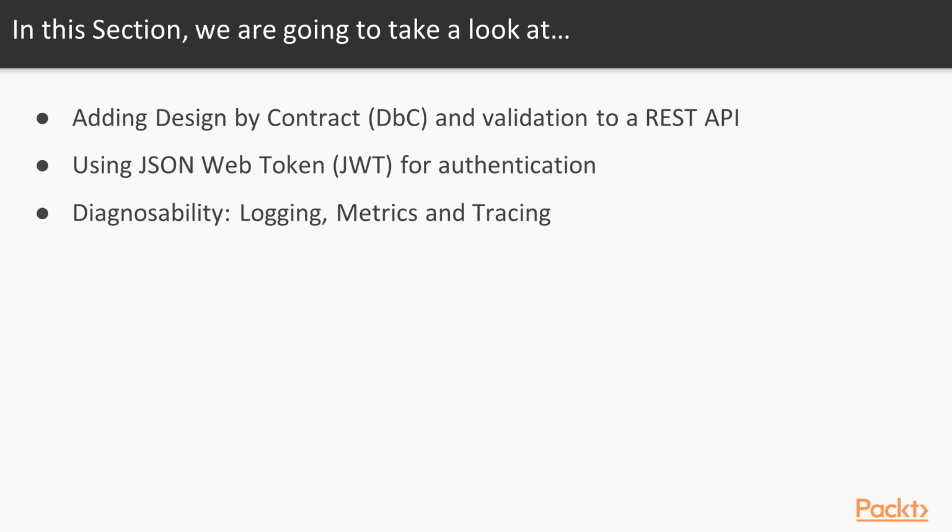So in this section, we're going to take a look at adding design by contract and validation to a REST API. Then we have a look at using JSON Web Tokens for authentication. And finally, we will have a look at diagnosability and add logging, metrics, and tracing to a REST API.